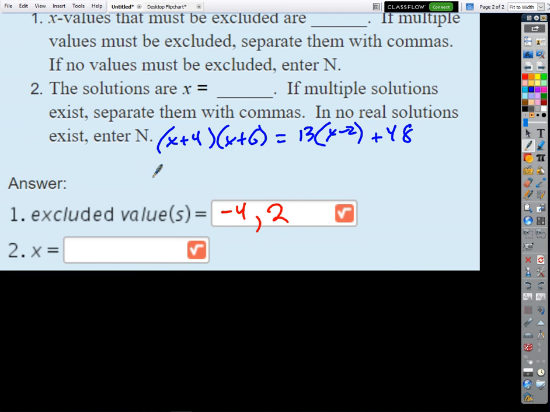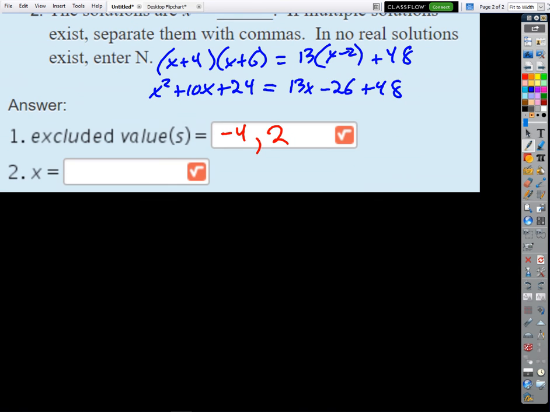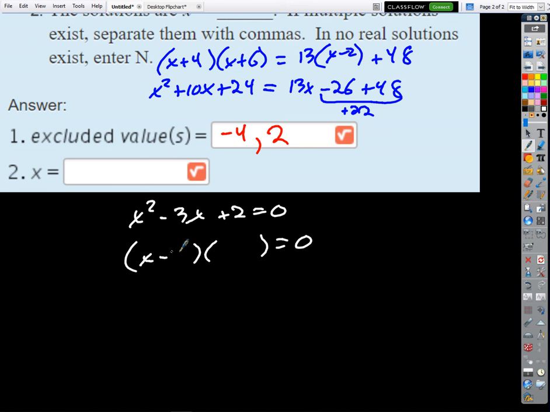If I multiply all this out, I'm going to get x squared plus 10x plus 24 equals 13x minus 26 plus 48. If I push everything to one side to put it in standard form, we get x squared minus 3x, if I subtract 13x. And over here, negative 26 plus 48 is positive 22, so I subtract 22 and get plus 2, right? That's a pretty easy one to solve. What does it factor into? Negative 2, negative 1.